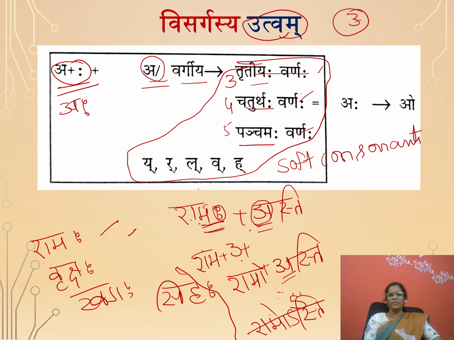But finally, what formation are we getting? By adding A plus O, O only we are getting. Because before Visarga, A is there, we are changing the Visarga into O. Then A plus O, Guna Sandhi, O we are getting. Right? So that's why the final form is O only, but the Sandhi name is Visargasya Utvam. In the place of Visarga, O we are getting. Okay?